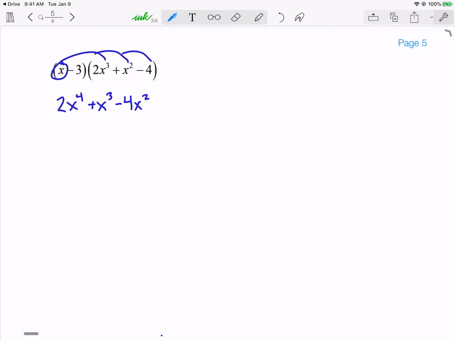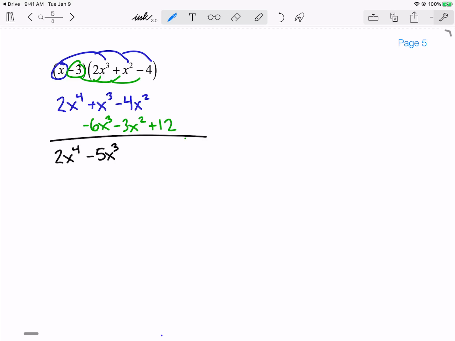Now I'm going to distribute the negative 3 to each of these terms, and I'm going to get minus 3 times a 2 gives me negative 6x cubed, and then I've got minus 3x squared, and plus 12, because negative 3 times negative 4 is positive 12. Now, if I add these things straight down, because I've lined up things in terms of their degree, so I can combine like terms, I get 2x to the 4th minus 5x cubed minus 7x squared plus 12.